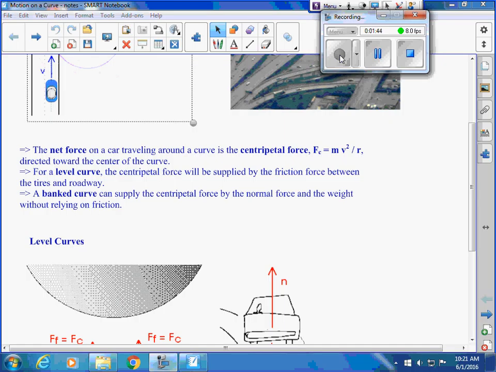A banked curve can supply the centripetal force by the normal force and the weight without relying on friction. So if you're a racing fan, you will know that when they run the Indy 500, those curves are banked. How come? Otherwise, they'll just slide right off because friction's not enough. They actually have to use the normal force to supply the centripetal force. So it's actually gravity that's helping them go so fast.